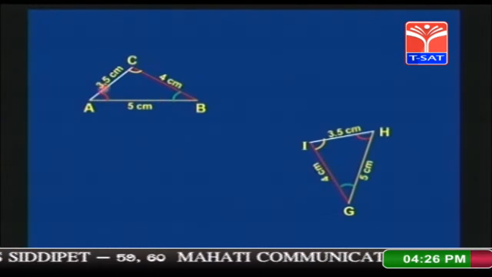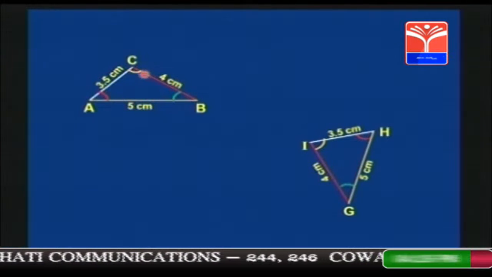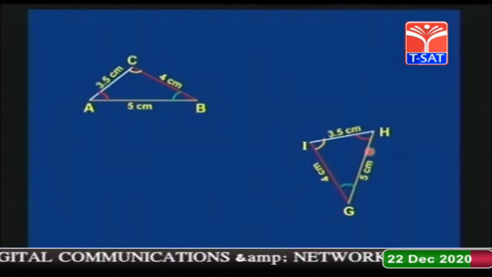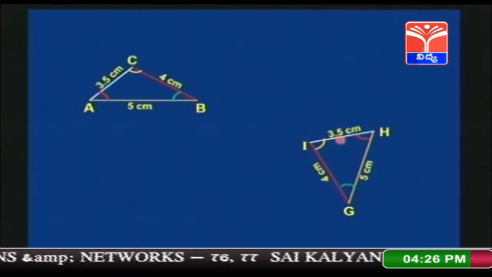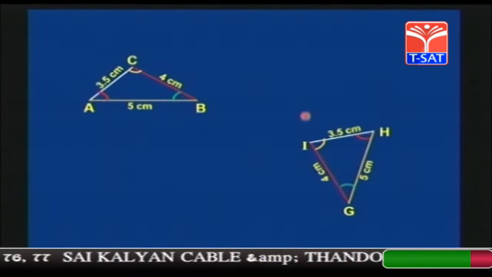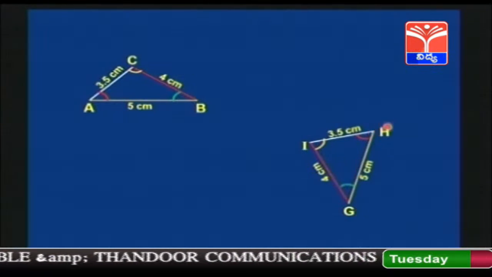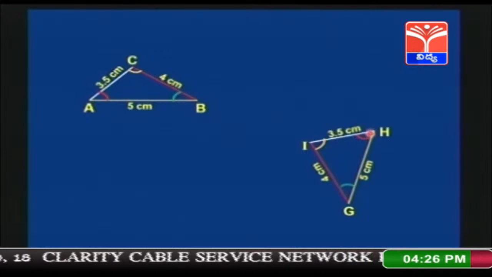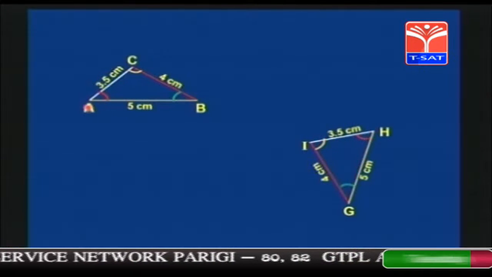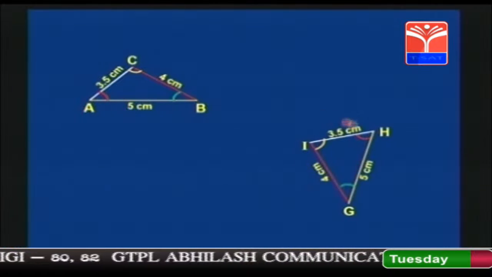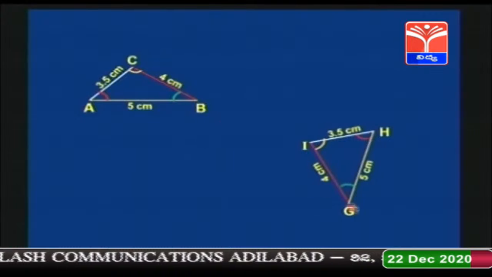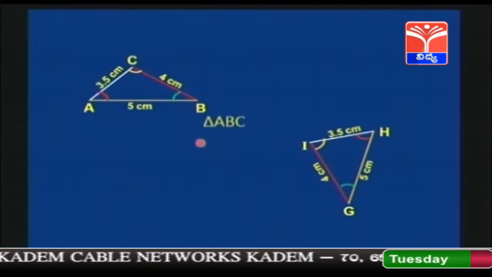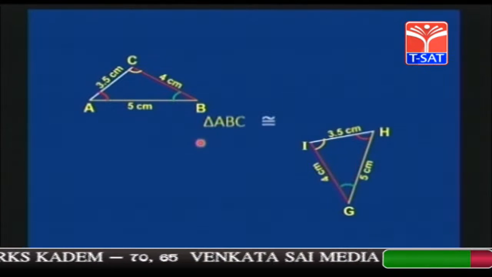See once again, AB, BC, CA are 5 centimeter, 4 centimeter, 3.5 centimeter. If I start with the letter G, GH is 5 centimeter, okay, but HI is 3.5 centimeter, but we need 4 centimeter here. So this is not congruent. If I start with letter H, HG is 5 centimeter, GI is 4 centimeter, IH is 3.5 centimeter. So there is a one-to-one correspondence between the vertices: vertex A corresponds to vertex H, vertex B corresponds to vertex G, and vertex C corresponds to vertex I. So triangle ABC is congruent to triangle HGI.